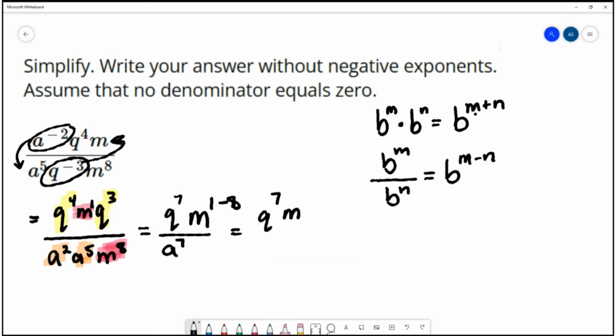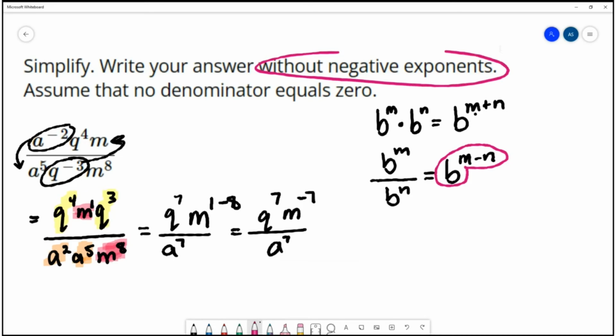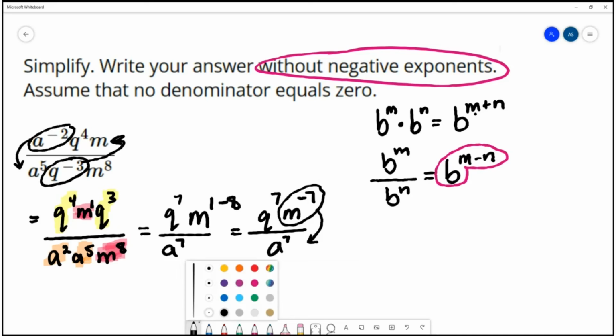Q to the 7, m to the -7. You'll notice that when I combine those together, I put that in the numerator. So you see when I did the subtraction here, this is in the numerator. But we want to write this without any negative exponents, so my last step will be to move this to the denominator to get rid of that negative exponent. So that's q to the 7th over a to the 7th, m to the 7th.